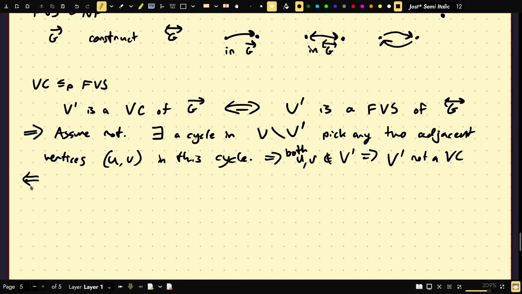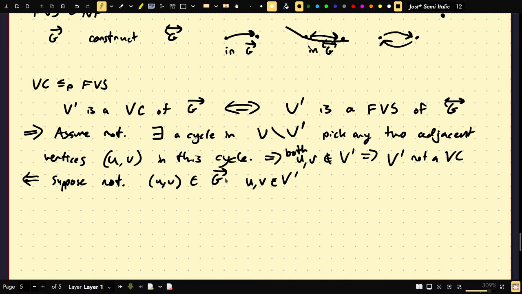Similarly, the other way. We assume that V prime is a feedback vertex set of double G, and we're going to show that that must imply that V was also a vertex cover of the singular direction. Again, we're going to suppose not. So then V prime is an FVS of G, but V would not be a vertex cover. So let some edge U comma V be in our singular directed graph, and we have that neither U nor V is in V prime. So this is an edge in our directed graph which is not covered. So V is not a vertex cover.